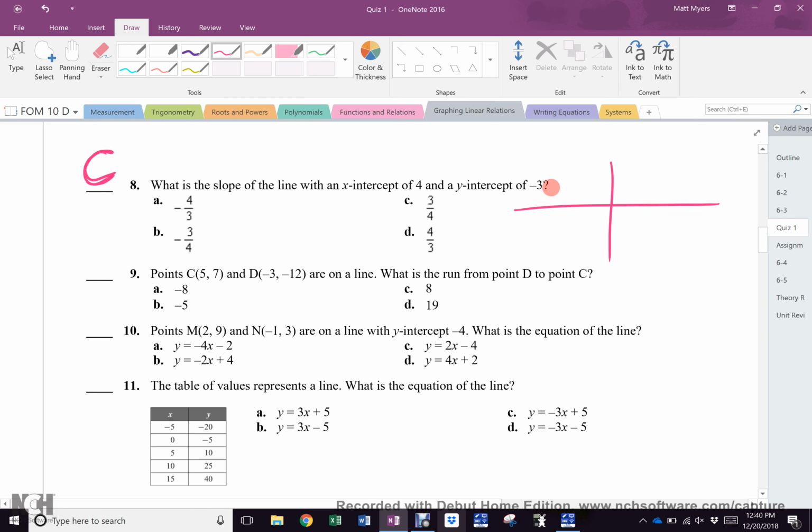Because you graph it. Y-intercept is -3 down there. X-intercept is 4 out there. Up 3, right 4. Rise over run. So the rise is y-intercept. No, the y-intercept is that dot. The rise is how far you go up to get to the next dot.